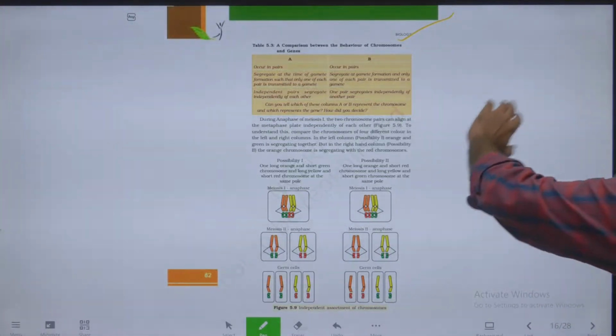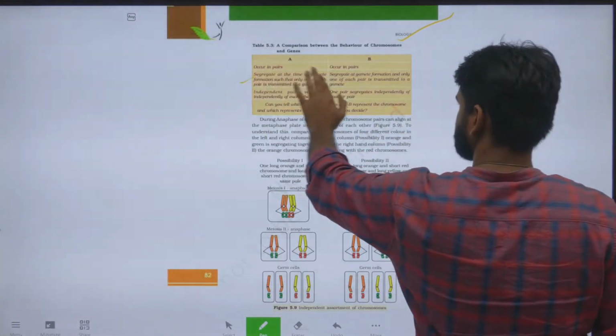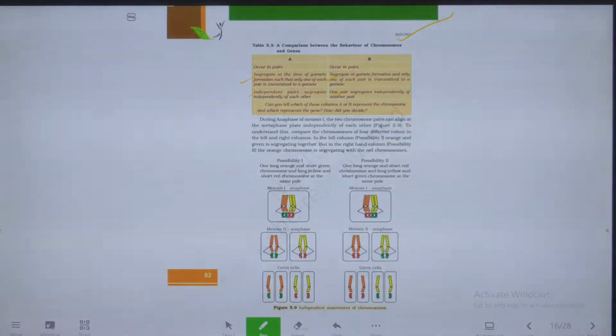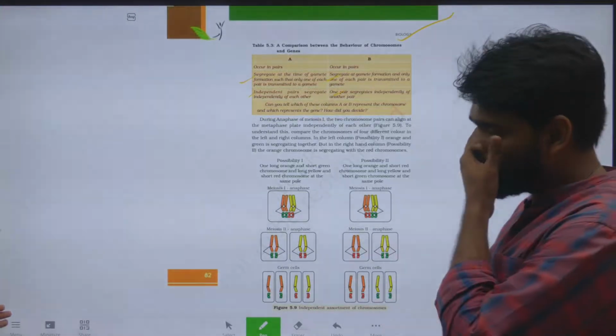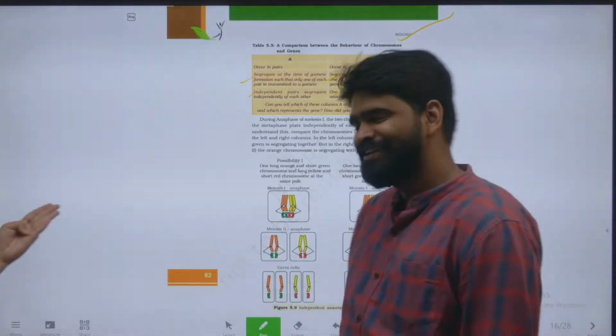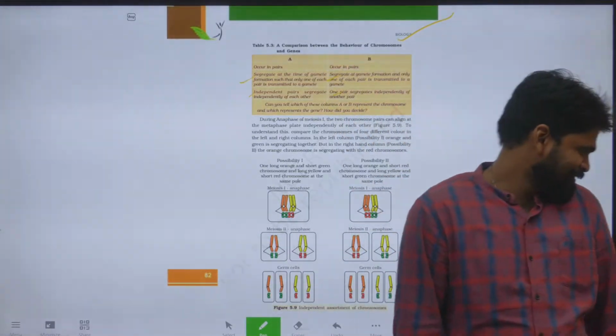If in these pairs the difference is here, right? Already it is written above: chromosome and gene.